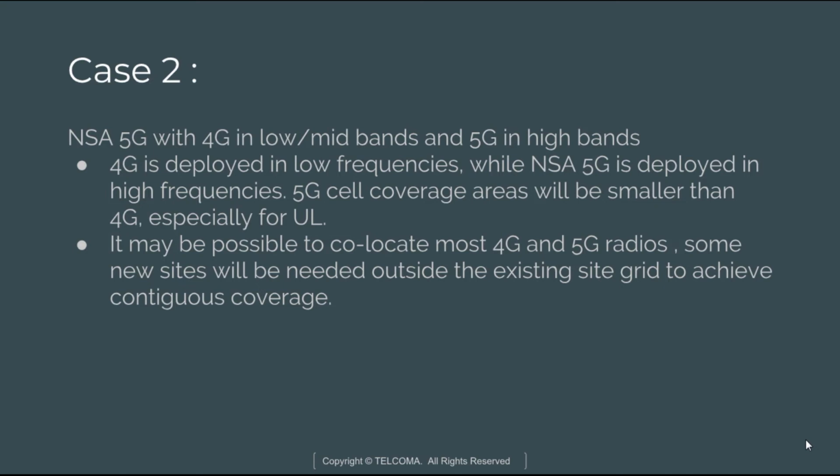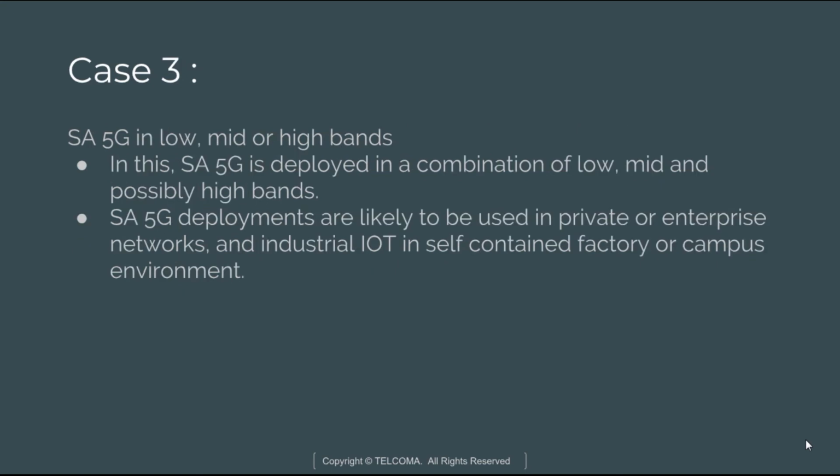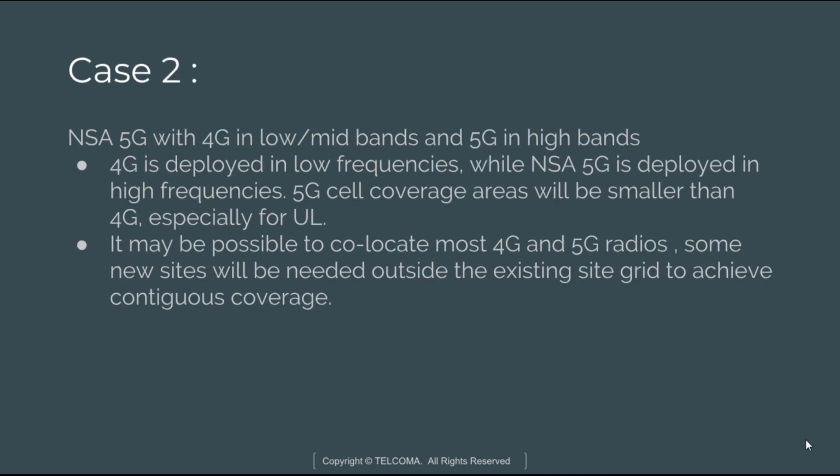Some new sites will be needed outside the existing site grid so that we can achieve continuous coverage. Some operators will want to deploy 5G in this way to gain new capacity and the extremely high throughput that the wider spectrum mostly offers. 5G radios are still anchored in 4G, and existing core and transport networks are reused. It includes enhanced mobile broadband and FWA in selected areas.